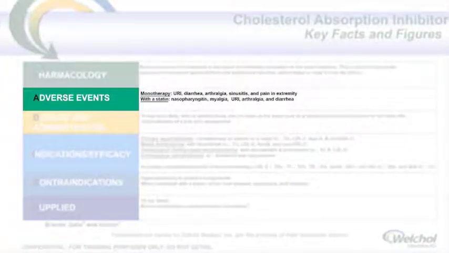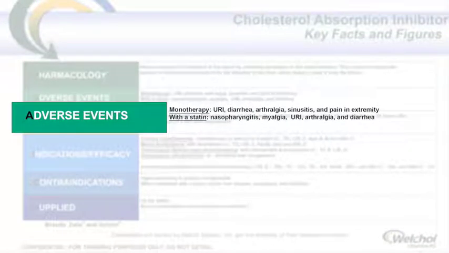Most common adverse reactions for Zetia when administered alone are upper respiratory tract infection, diarrhea, arthralgia, which is joint pain, sinusitis, and pain in extremity. Most common adverse reactions for Zetia when co-administered with a statin are nasopharyngitis, myalgia, upper respiratory tract infection, arthralgia, and diarrhea. Zetia is not recommended for patients with moderate or severe hepatic impairment.